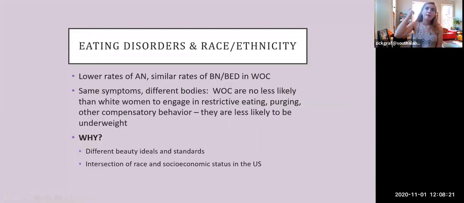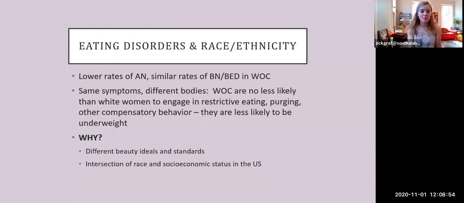Okay. I also want to bring racial and ethnic differences into this a little bit, because in the United States, there are definitely lower rates of anorexia nervosa, despite there being similar rates of subclinical disordered eating, as well as similar rates of bulimia nervosa and binge eating in women of color. What this actually looks like in practice is really similar symptoms. So restrictive eating, dangerous dieting, preoccupation with weight and shape, purging, compensatory behavior. The only real difference is that women of color with eating disorders are less likely to be underweight.